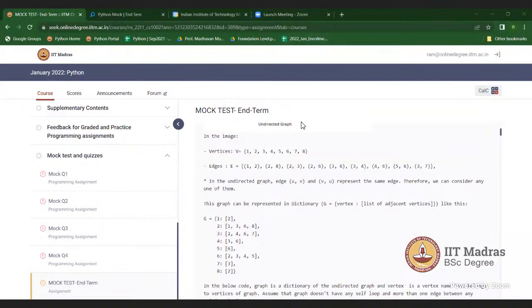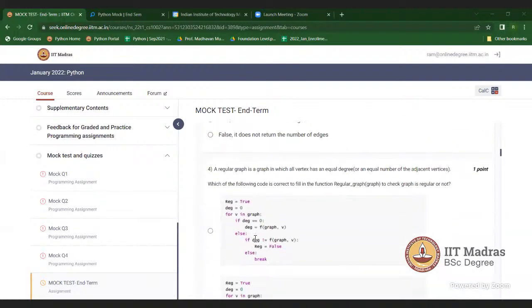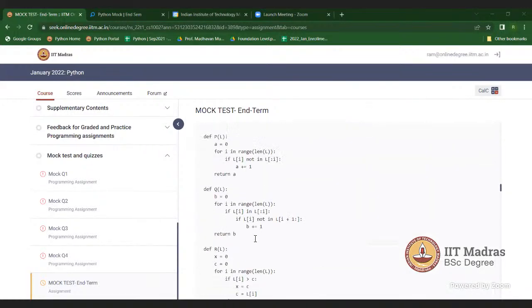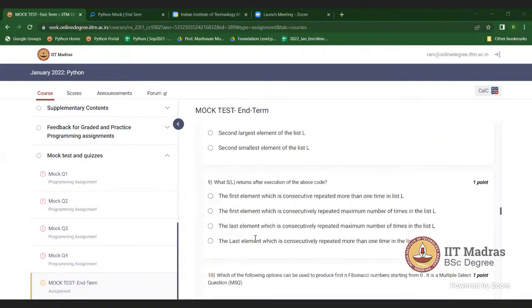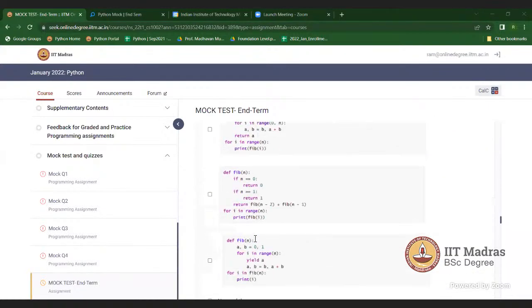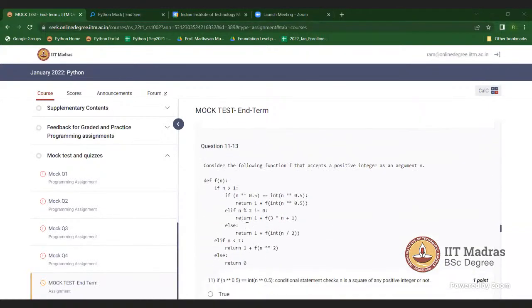Yeah, we can resume. Any questions? Sir, could you elaborate one of the recursion problems in the mock test, sir? Question number 11 to 30. This one, right? In this or the item code? In this, sir, not the item code.